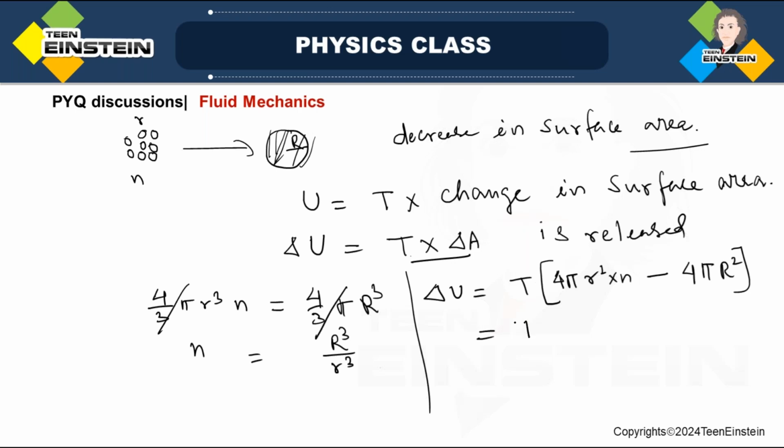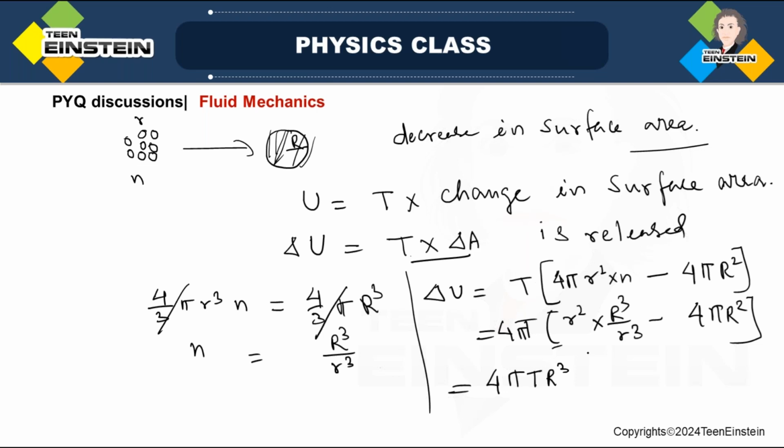Look, then this T, let us take this 4 pi out. This R square into n, the value of n I'll put here, minus 4 pi R square. Okay, this is the thing. Now look, this 4 pi T r cube, let us take common, and this is 1 by r minus 1 by capital R.